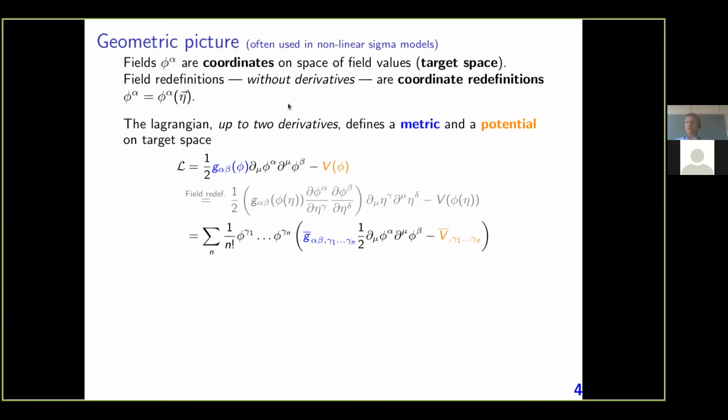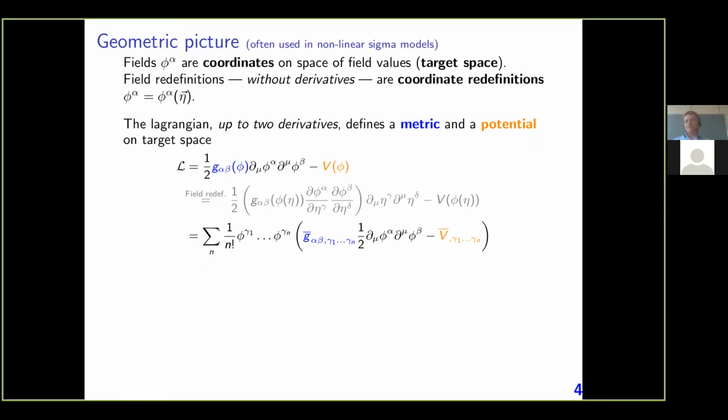Now, our Lagrangian, at least truncating up to 2 derivatives, can be encoded as a metric and a potential. So all the 0 derivative terms in your Lagrangian can just be encoded as a scalar function V on your target space, here in orange. And all your 2 derivative terms can be encoded as a metric tensor, which indeed transforms as a tensor should do under field redefinitions. You can see grayed out here.